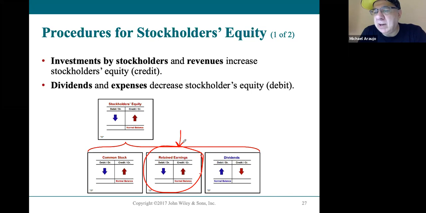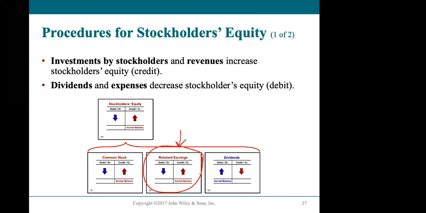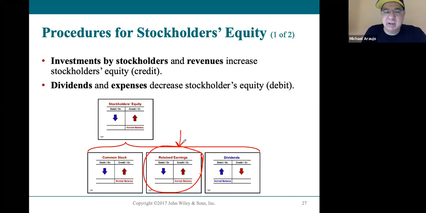If you open up a savings account, you put $100 in, your balance is $100. But if you take $100 out, your balance is zero. So accounts can have a zero balance, but they can never go below zero. You can't have negative savings in your account, can you? No. So the same thing here. You can't have negative cash. There's no such thing. We can only have a balance either on the debit or credit side in all the accounts.